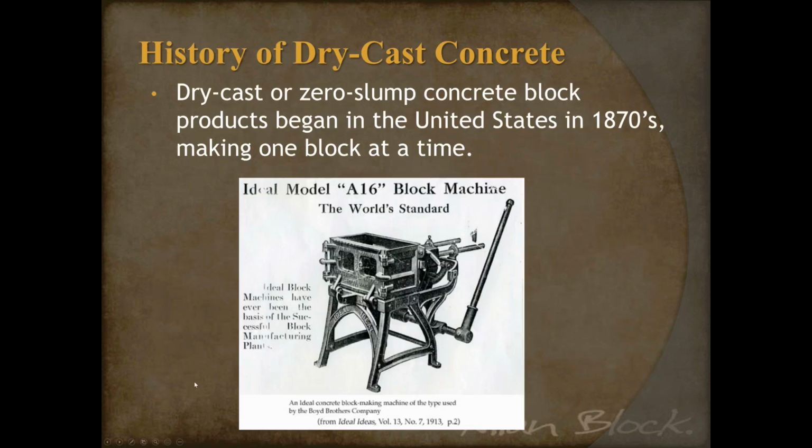So, a little bit of history. Dry cast or zero slump concrete dates back to somewhere around the 1870s, and they made one block at a time. This is a picture of the machine that did that. I just can't imagine the effort it took to make one single block, and then have to have literally hundreds of them to build a home or a basement or something. So, one block at a time.